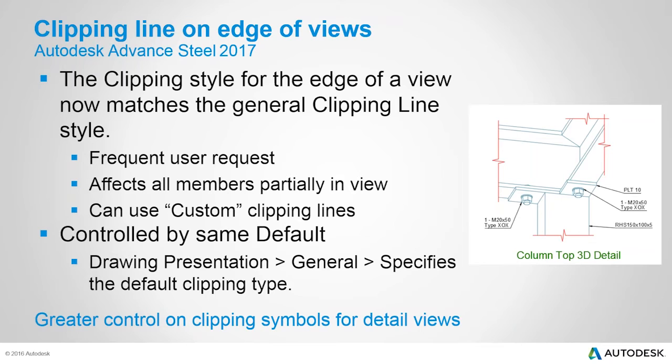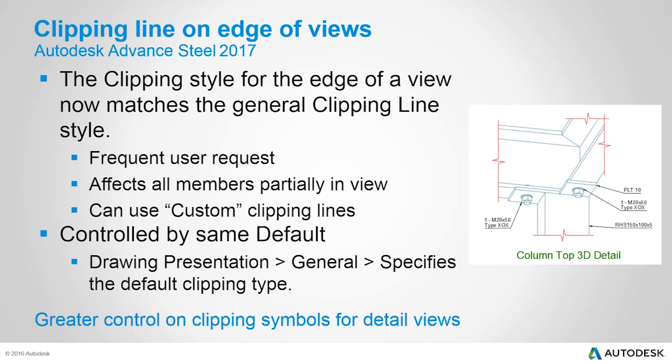Until now, it's always been a zigzag line, and you're stuck with that. But now it uses the same type of clipping line that's used for clipping in the middle of an assembly drawing or a part drawing where it makes the beam shorter. And it even uses exactly the same default. So that's the drawing presentation. General specifies the default clipping type.